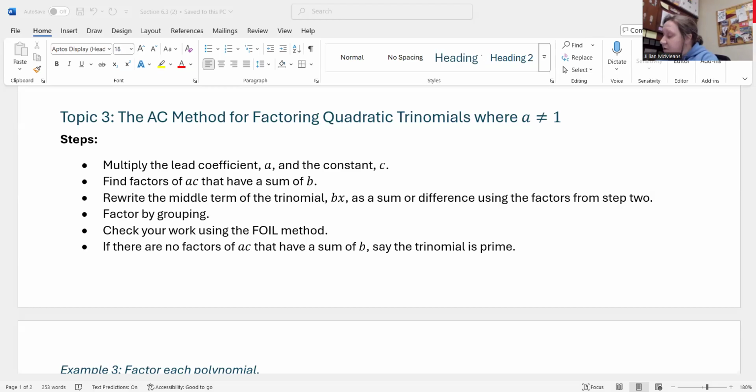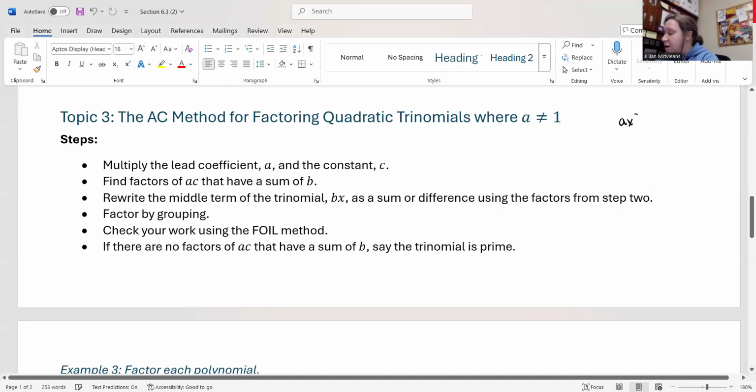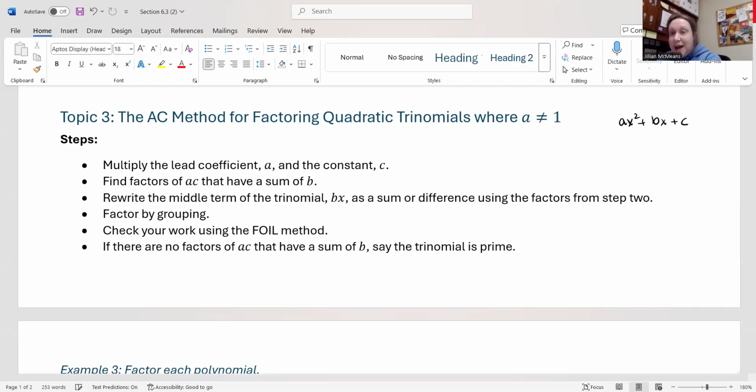So do remind yourselves that when we're talking about quadratic trinomials, we're talking about trinomials of the form ax squared plus bx plus c. A is always the coefficient of the squared term. B is always the coefficient of x, or what we call the linear term. C is always the constant, okay?